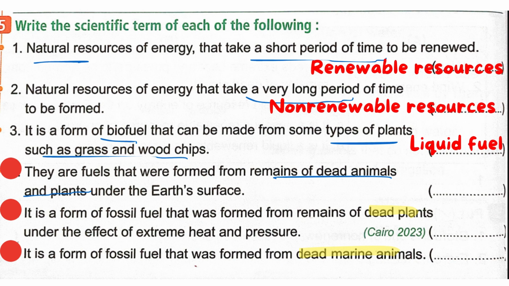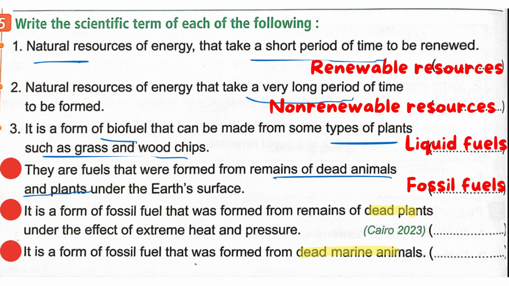Here we have 3 important questions, okay, that I put a red dot on. First, they are fuels that were formed from remains of dead animals and plants under the Earth's surface. So here, the remains of dead animals and plants under the Earth's surface, these are, yes, fossil fuels, okay?